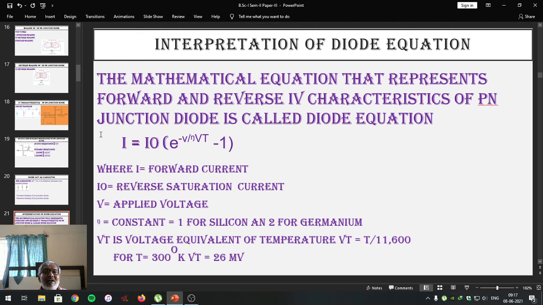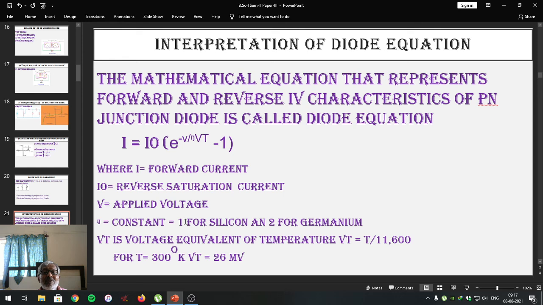It is represented by I = I0 (e^(V/(η Vt)) − 1). Again I will read it: I is equal to I0 into bracket e raised to V upon eta into Vt, minus 1, where I represents the forward current, I0 represents the reverse saturation current, and V represents the applied voltage by the battery. Eta is a constant.